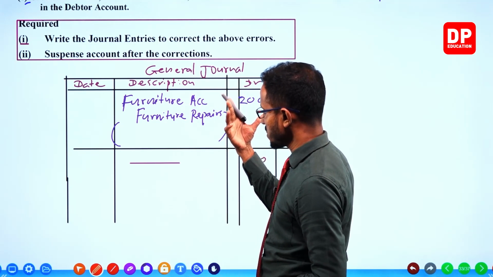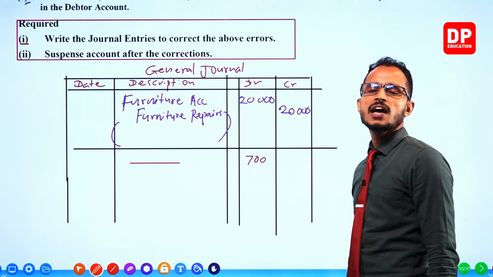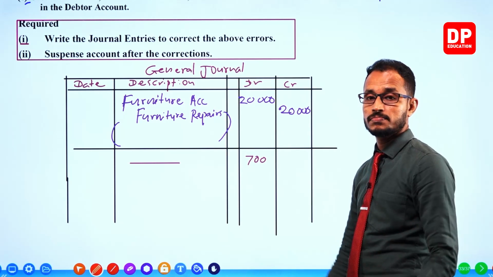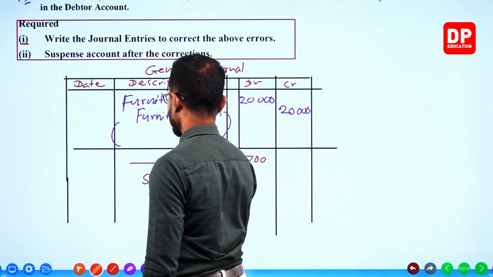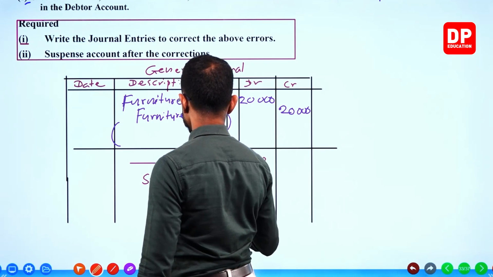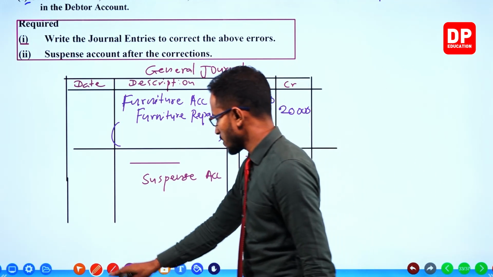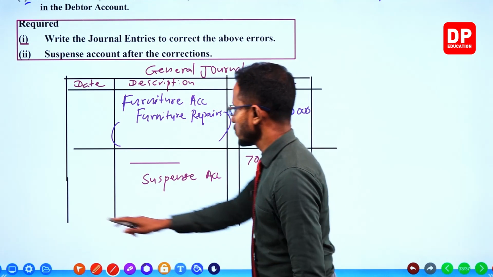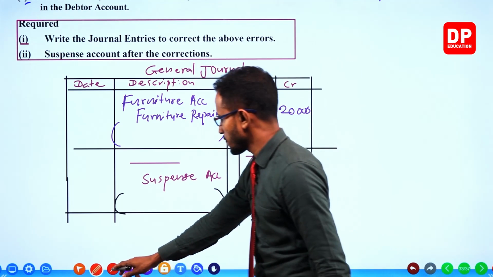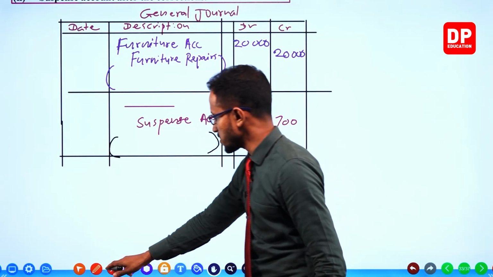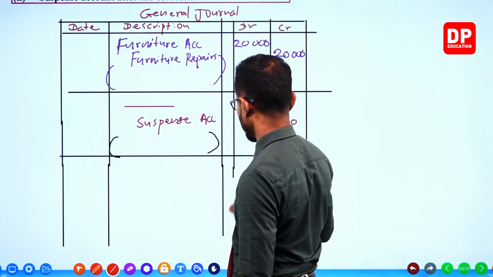Now, there is no other place where there is a mistake. Only the trial balance debit side is less, 700. If the trial balance is affected by this error, the other entry must go to the suspense account. There we go. Do not forget your narrations too. We need more space in the general journal. Going down.